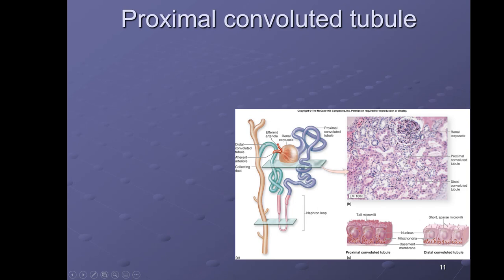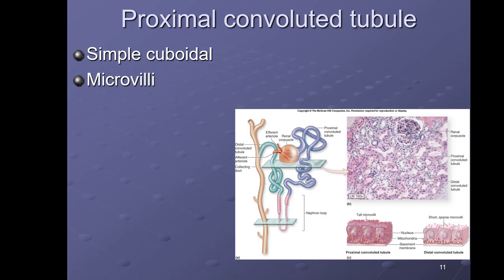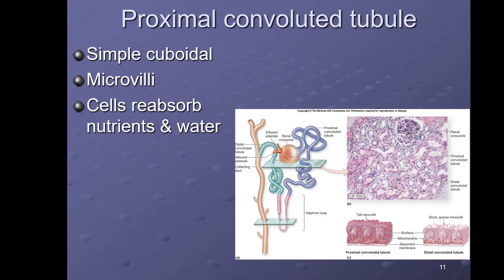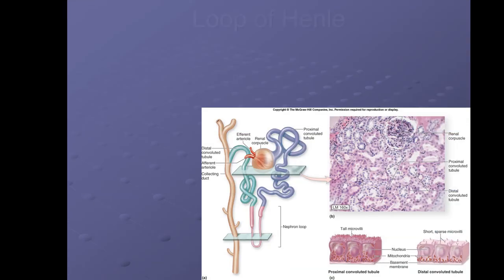And moving on after Bowman's capsule, we have the proximal convoluted tubule, which is relatively simple. It's simple cuboidal epithelium, has microvilli to increase surface area, and the cells can reabsorb nutrients and water. So the big thing is to know that it's lined with simple cuboidal epithelium.